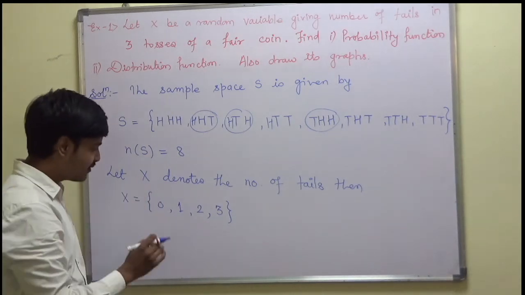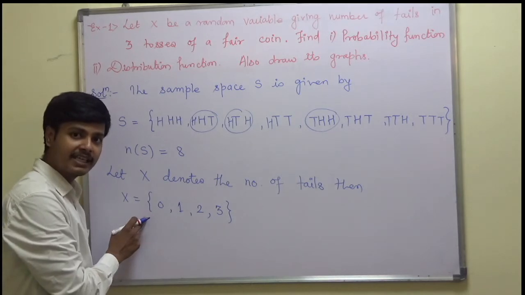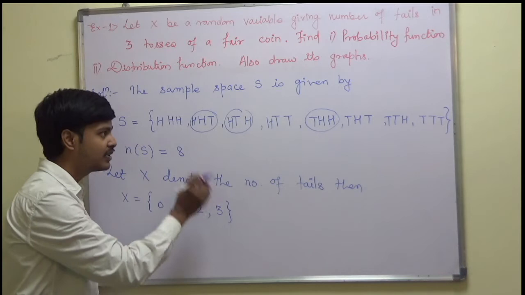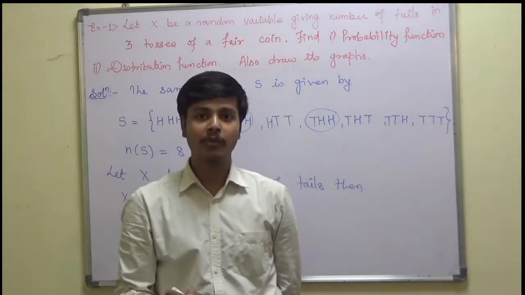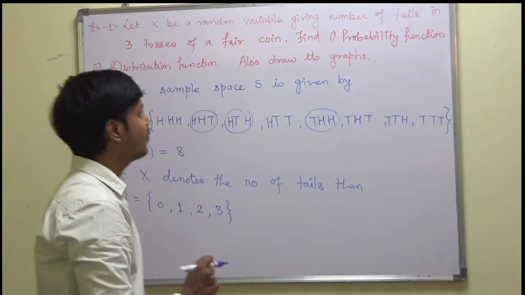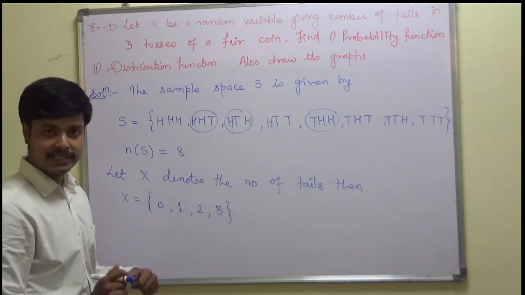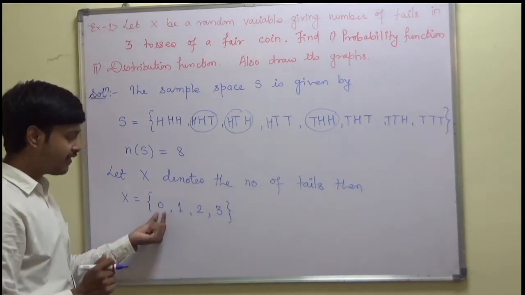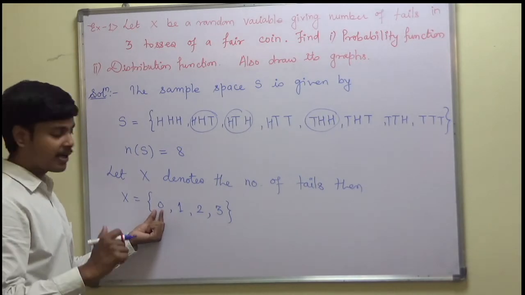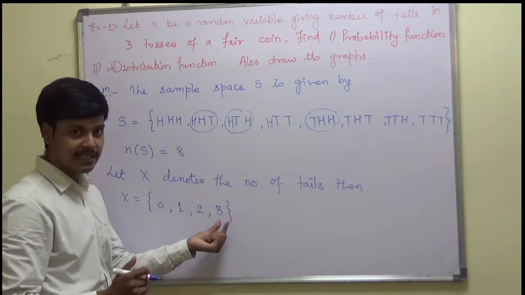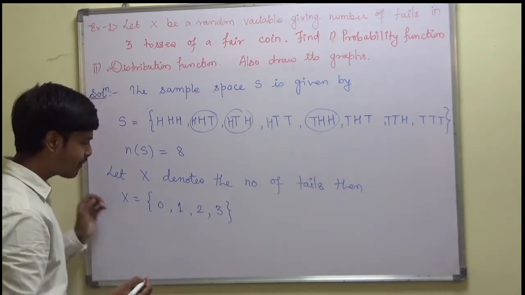So this is my random variable. Now see the values this random variable is taking. This random variable is taking the values 0, 1, 2, 3. So this is a problem of discrete random variable. If you compare with the definition, this is my x1, this is x2, this is x3, and this is x4. So let us find out the probabilities.